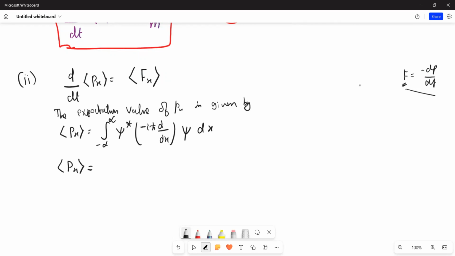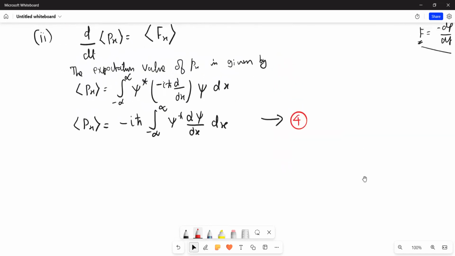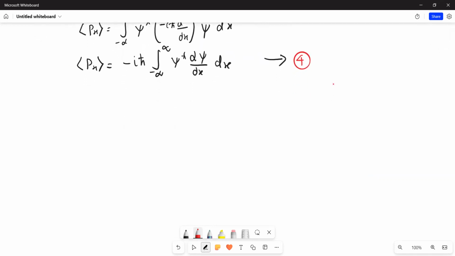So the expectation value of px is nothing but minus i h cross, integral over minus infinity to plus infinity, psi star dou psi by dou x dx. Consider this equation as the fourth one. Okay. So now we need d by dt for getting the proof of this one. We need to do the differentiation with respect to t for equation 4.